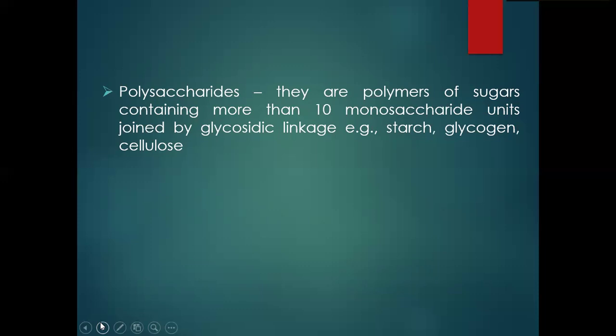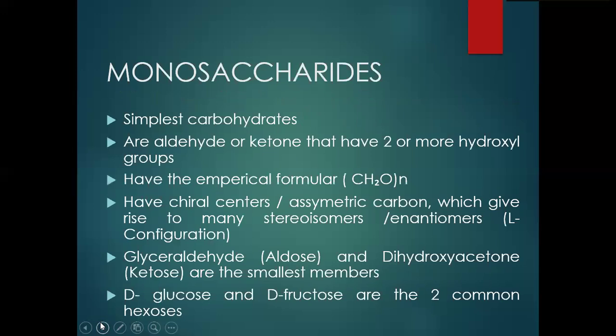Polysaccharides such as starch are found in plants. Polysaccharides such as glycogen are found in animal tissues, and cellulose is also a polysaccharide that makes up the cell wall of plants and some bacteria. Monosaccharides are the simplest form of carbohydrates, like we have earlier mentioned, and they have an aldehyde or keto group attached to them, and they also have two or more hydroxyl groups.